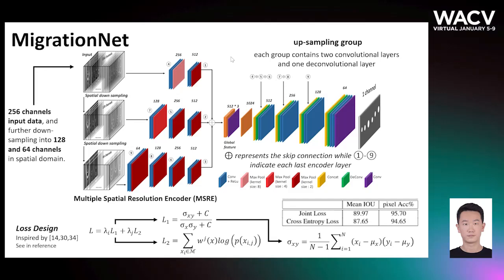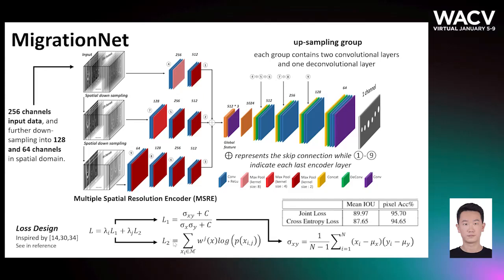The decoder consists of 5 upsampling groups, where each group contains 2 convolutional layers and 1 deconvolutional layer. Note that this plus sign represents a skip connection coming from the encoder layer. Our loss design is inspired by the following works.